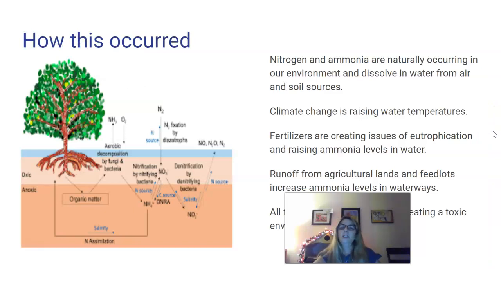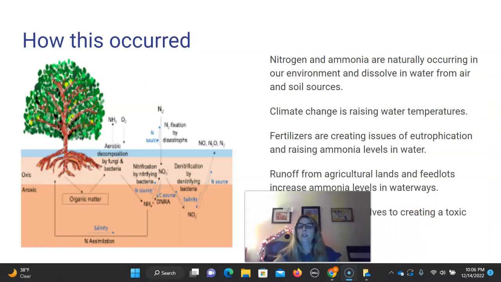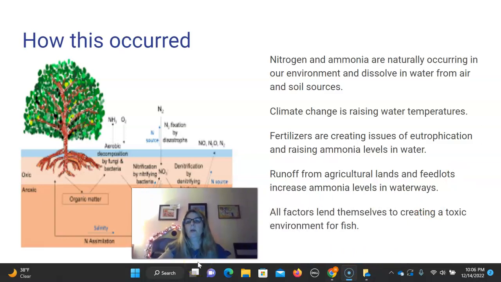How this occurred: nitrogen and ammonia are naturally occurring in our environment and dissolve in water from air and soil sources. Climate change is raising water temperatures, and the increased use of fertilizers is creating issues of eutrophication and raising ammonia levels in water. Runoff from agricultural lands and feedlots increases ammonia levels in waterways as well. All factors lend themselves to creating a toxic environment for fish.